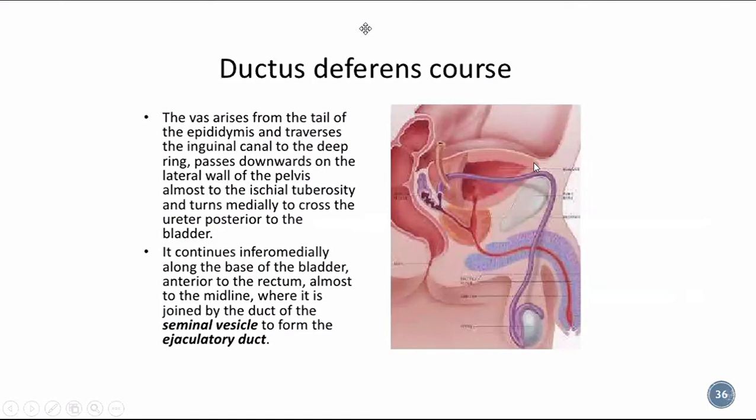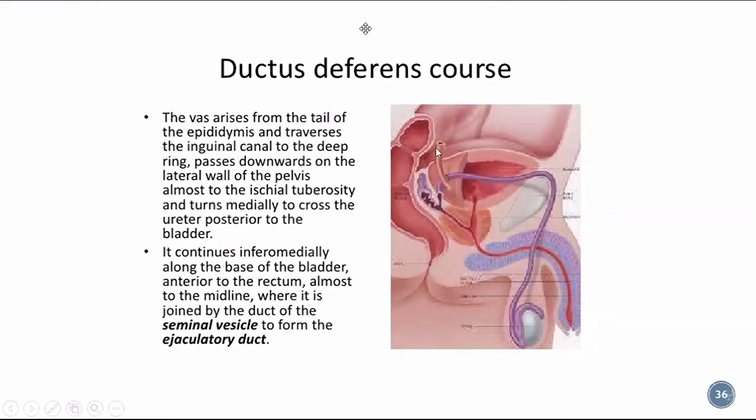The ductus deferens arises from the tail. Here, look at my arrow. The vas deferens arises from the tail of the epididymis and traverses the inguinal canal. It passes through the inguinal canal to the deep ring of the abdominal cavity. It reaches the abdominal cavity, and then it passes downwards on the lateral wall of the pelvis, almost to the ischial tuberosity. And then it turns medially. It turns medially and crosses the ureter posterior to the bladder.